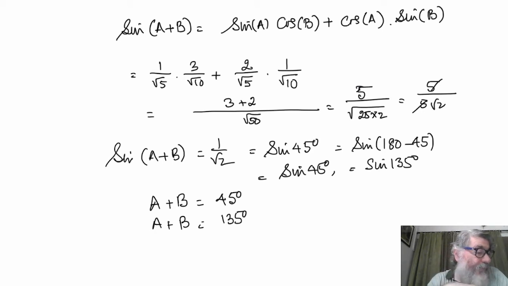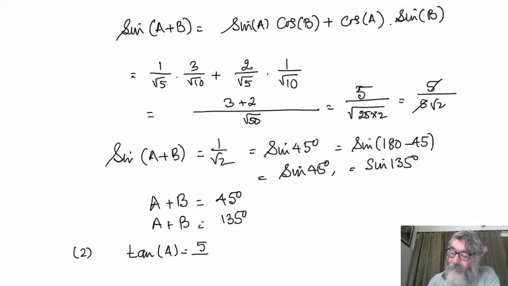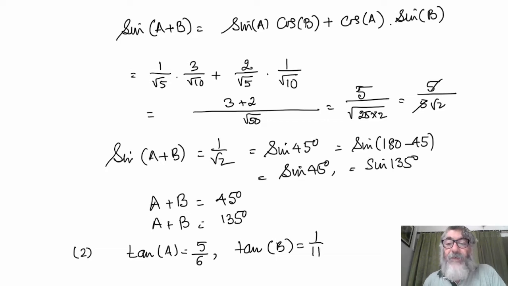In the second part, he says, if tan A is 5 upon 6 and tan B is 1 upon 11. We have to again find the value of A plus B only. How are we going to do it?